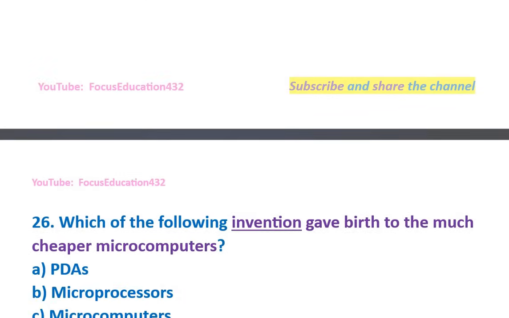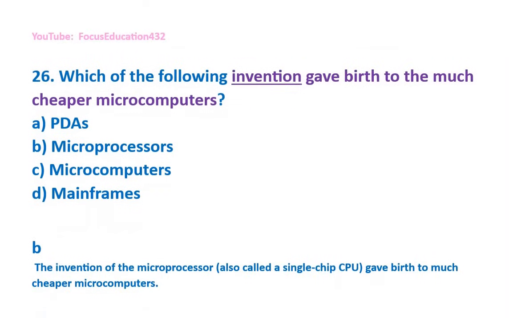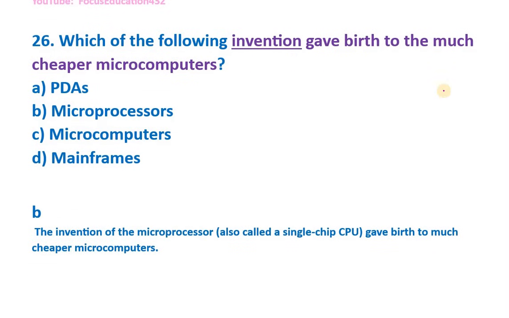Which of the following inventions gave birth to the much cheaper microcomputer? If you look 20-30 years back, computers used to be very big, right? The old computers are big in size, big CPU, big monitor, everything big, because the processor chips and electronic parts are very big. Then came an invention, a new discovery. Invention means something newly discovered. What is that new thing that made computers nowadays very cheap?